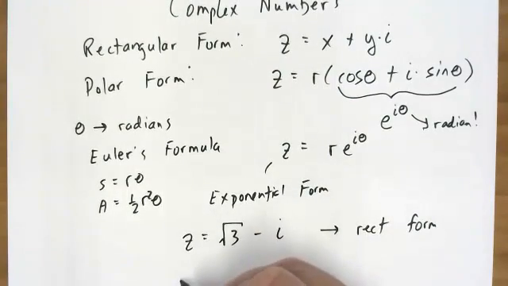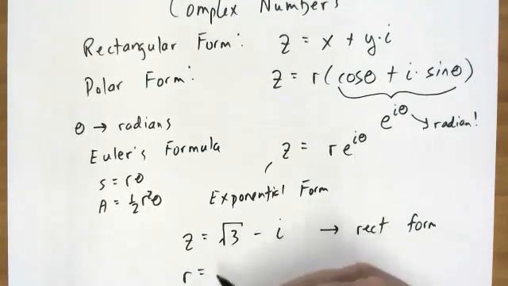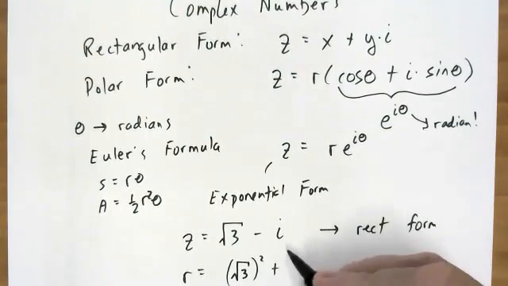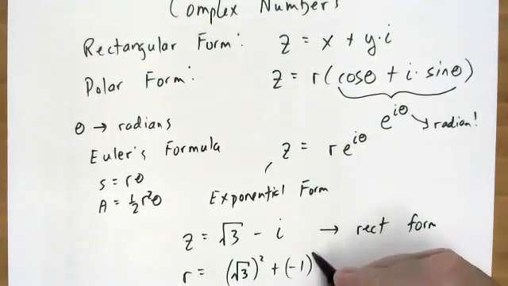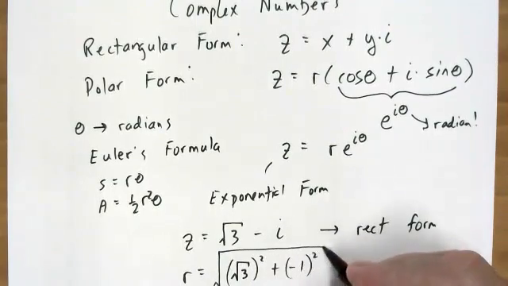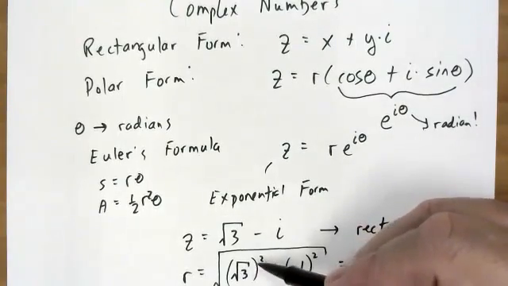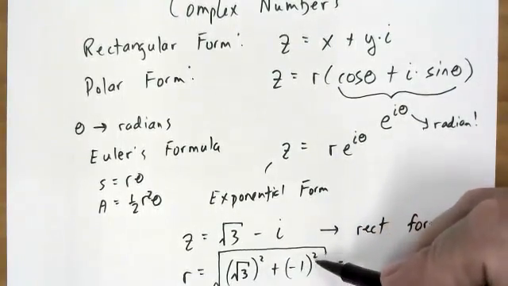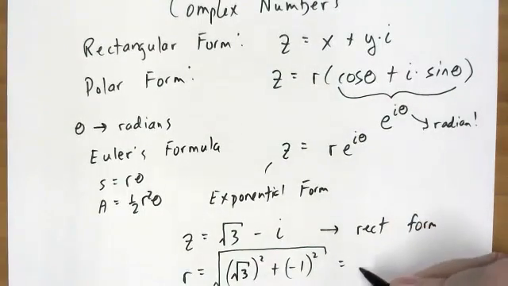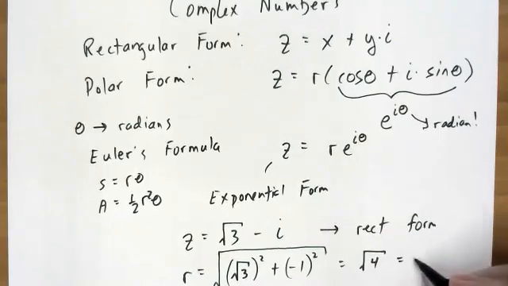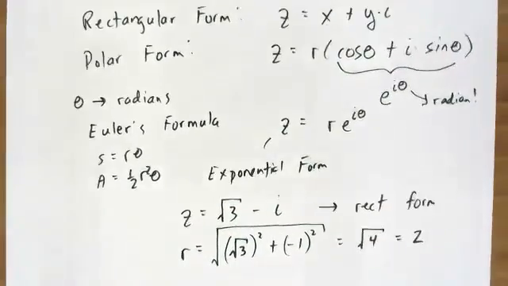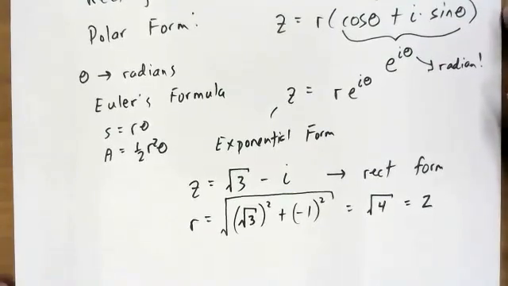To determine r, you take the x of the rectangular form and square it, and take the y, which is -1, and square it. Then of course we take the square root of the sum of these. So square root of 3 squared is 3, -1 squared is 1, so it's the square root of 3 plus 1, which is 4. All right, so now we know that r is 2. Now let's go find our angle.